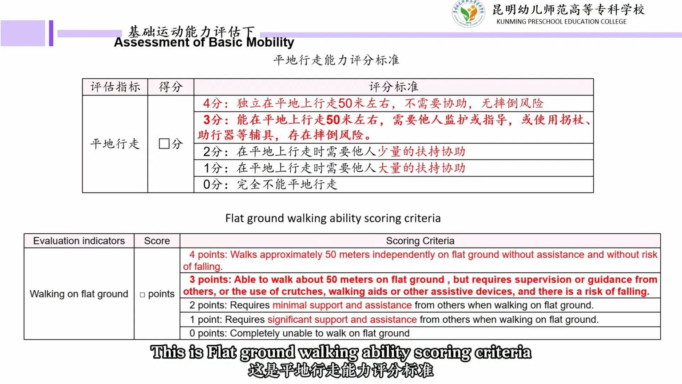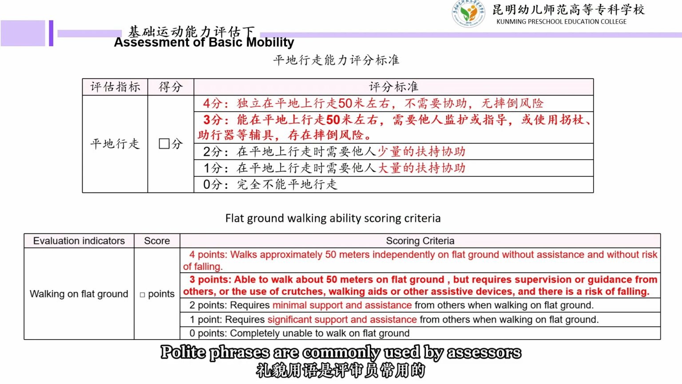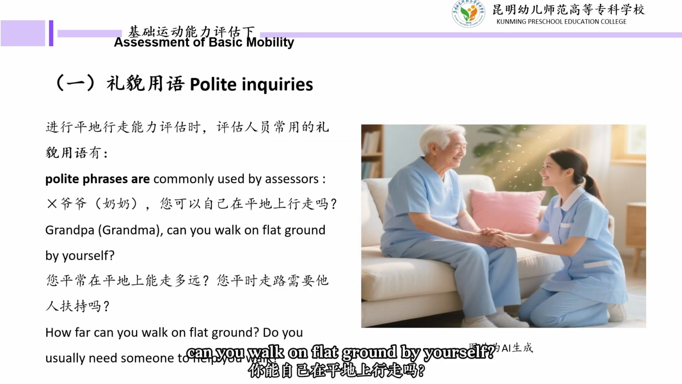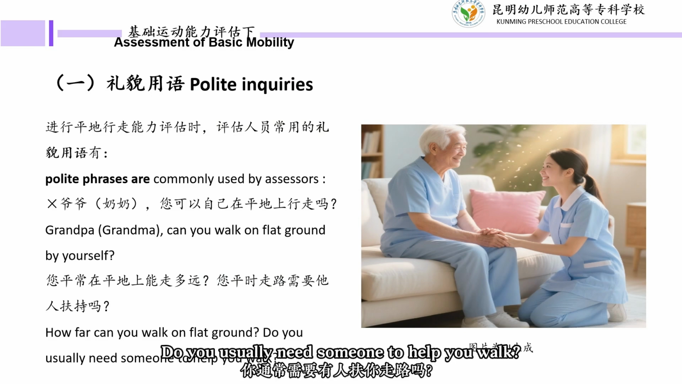This is the flat ground walking ability scoring criteria. Polite phrases commonly used by assessors: Grandpa, Grandma, can you walk on flat ground by yourself? How far can you walk on flat ground? Do you usually need someone to help you walk?